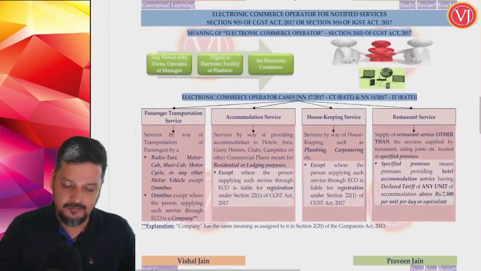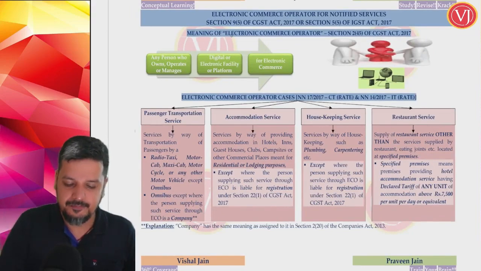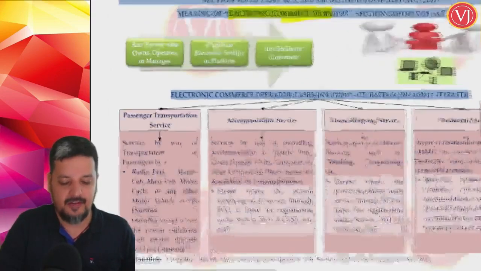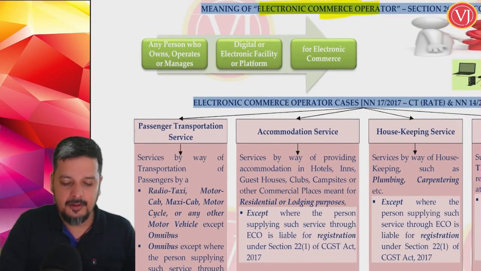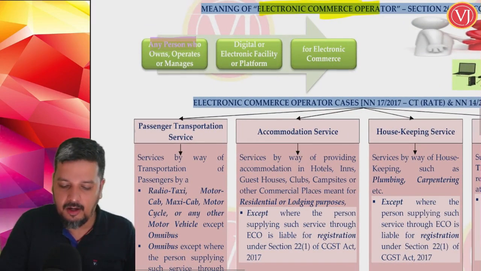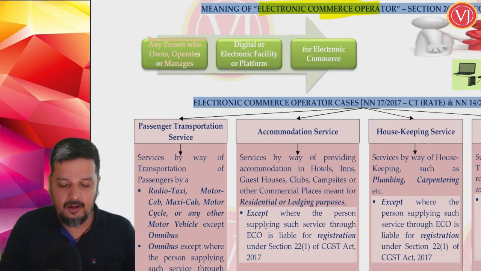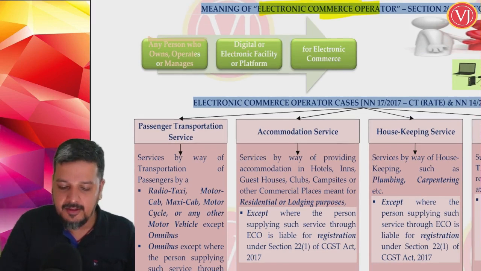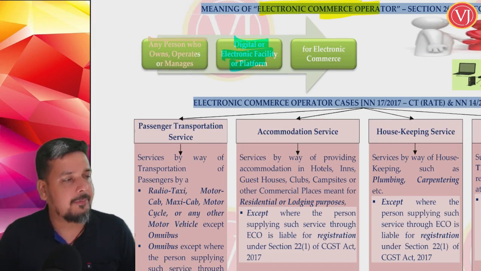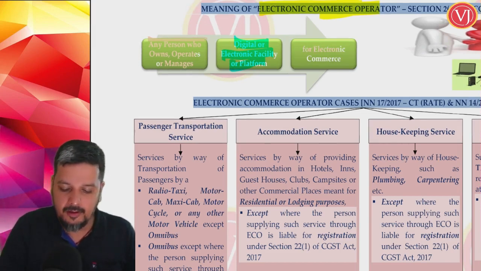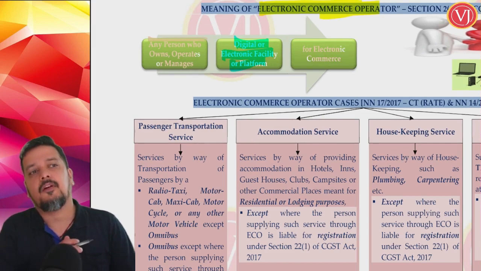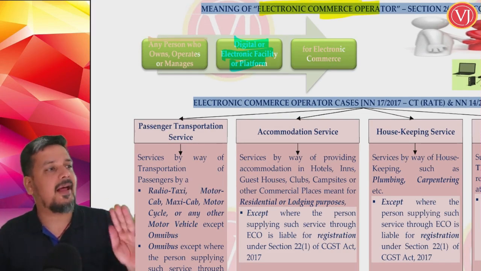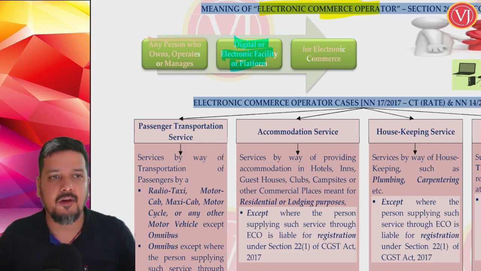Now, who is an electronic commerce operator? Defined in section 2(45) of the CGST Act, a person who owns, manages or operates a digital or electronic facility or platform. In simple language, websites or apps. Websites or apps for doing what? For doing electronic commerce. In simple language, you are talking about online platforms, whether they are working through website or apps.